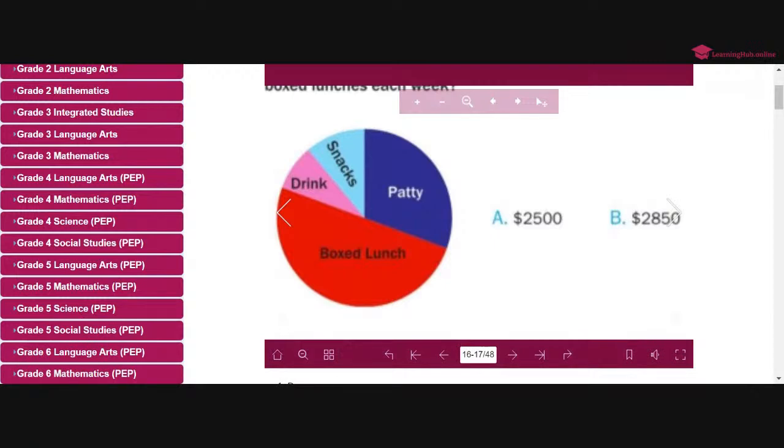All right, guys, look at that. If he has $5,000, and we want to ascertain how much was spent on box lunches, to me, box lunches look like about a half of what was spent. So I would say $2,500 was spent on box lunches. I would say 2,500. All right, let's go to the next problem.